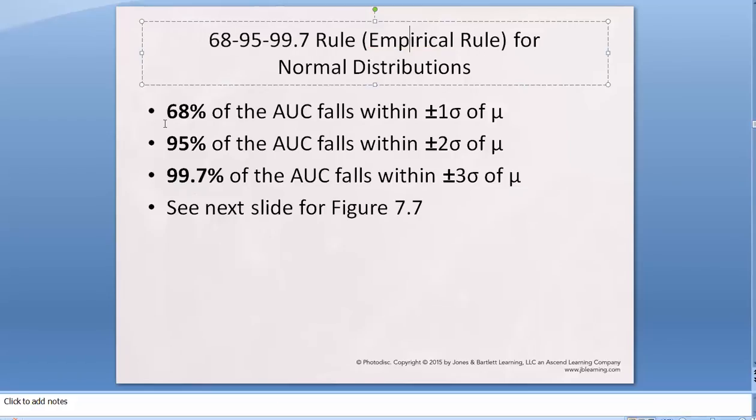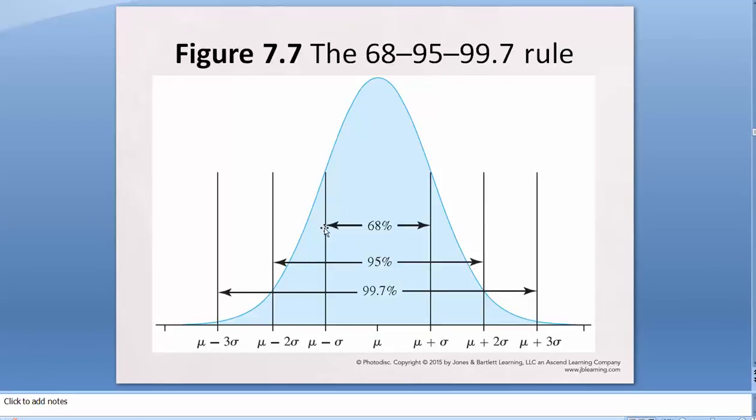And then 68% of the curve will be between mu and sigma, 95% within two standard deviations, and 99.7%, which is almost all, will be within three standard deviations. In a figure you can see it like this. Roughly 68% will be between mu minus sigma and mu plus sigma.